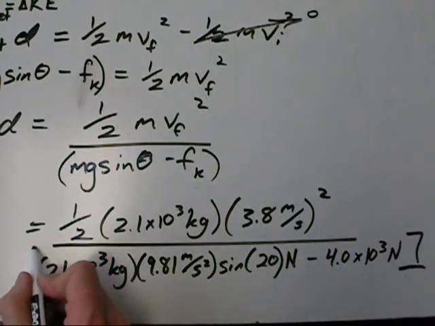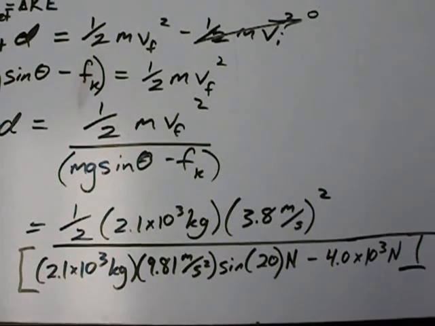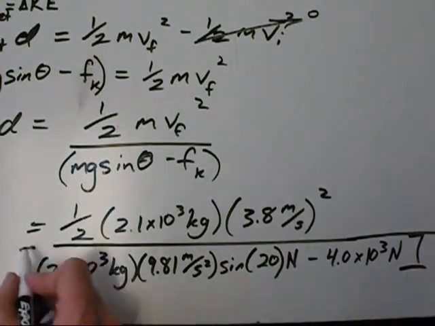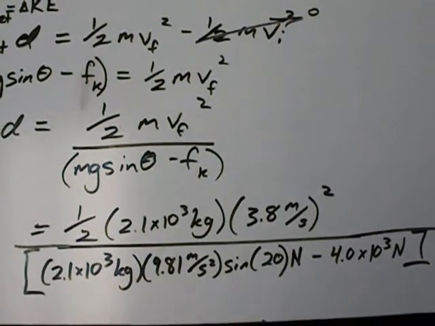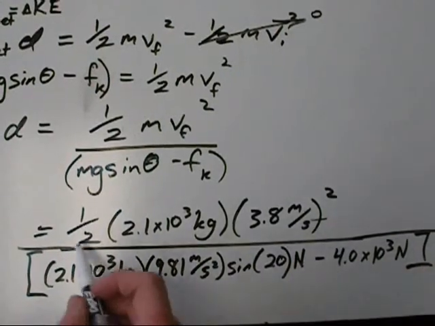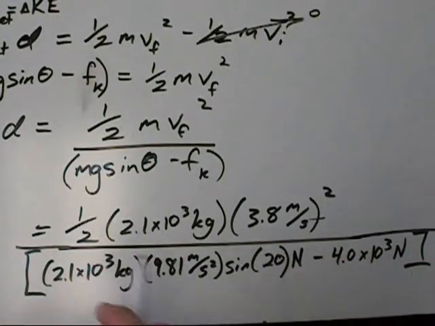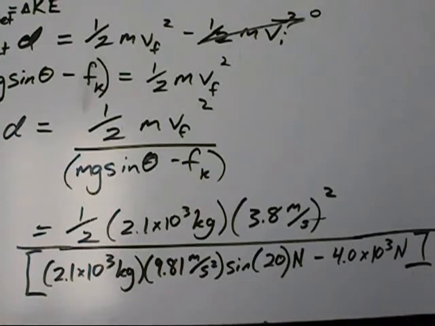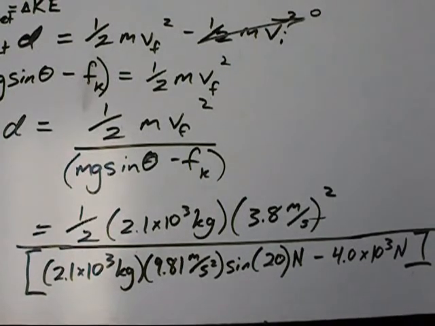I'm going to take all of that and put it in parentheses because it's under the fraction. When you enter this into the calculator, make sure that when you enter it in, all of this has to be in parentheses. And then there's your answer. You should get 5.1 meters if you did it correctly.